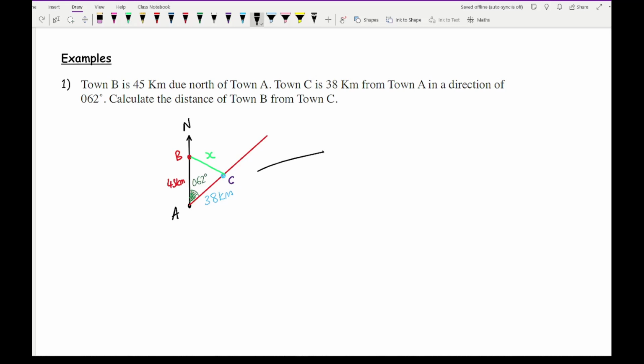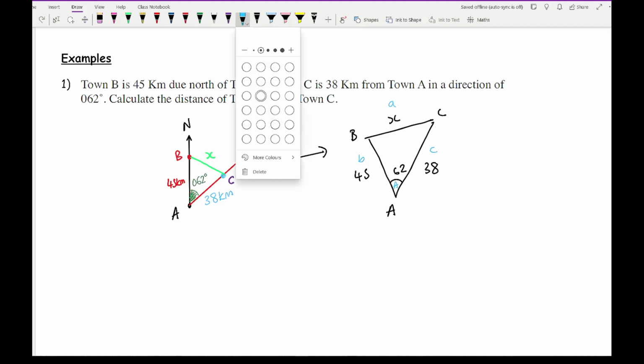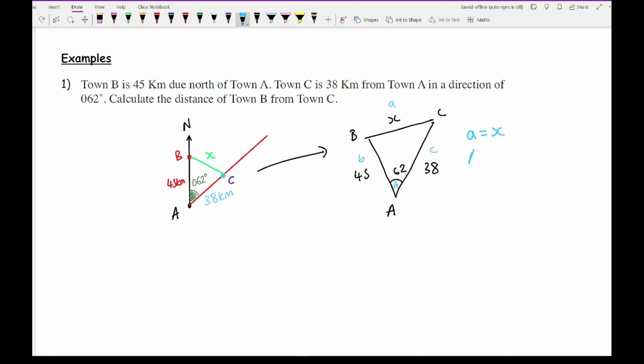So if I take that triangle out of the context of the question and just label the points, this is A, this is B, this is C, this angle here is 62, this angle here is X, this is 45, and this is 38. So from this, I can see I've got 3 sides and 1 angle, so I'm going to be using the cosine rule. The next thing for me to do is label things up. So there I've labeled my parts up: little a is X, capital A is 62 degrees, b is 45, and lowercase c is 38.